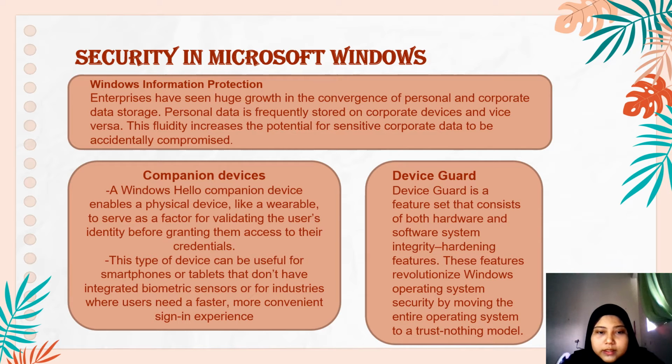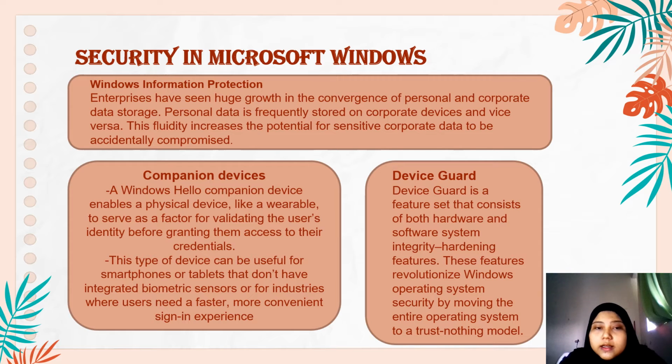Then, companion device. A Windows Hello companion device enables a physical device like a wearable to serve as a factor for validating the user identity before granting them access to their data. This type of device can be useful for smartphones or tablets that don't have integrated biometric sensors, or for industries where users need a faster, more convenient sign-in experience.